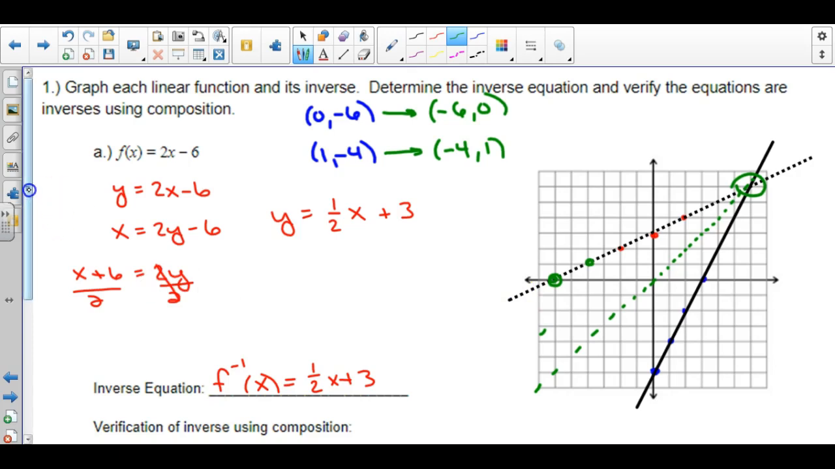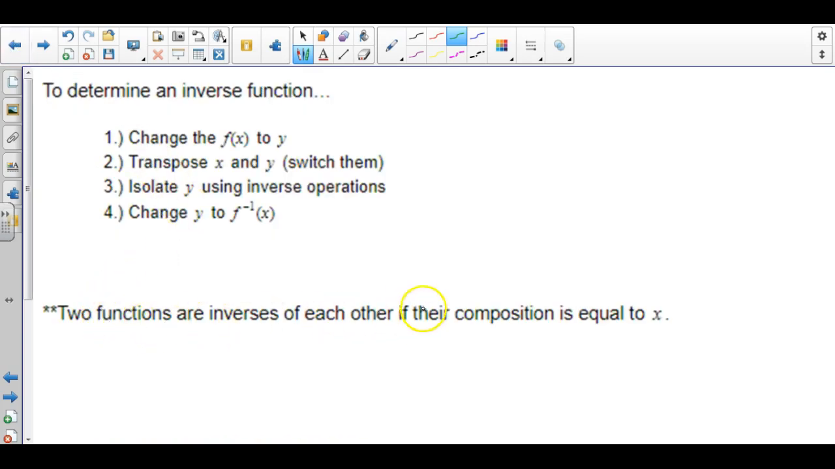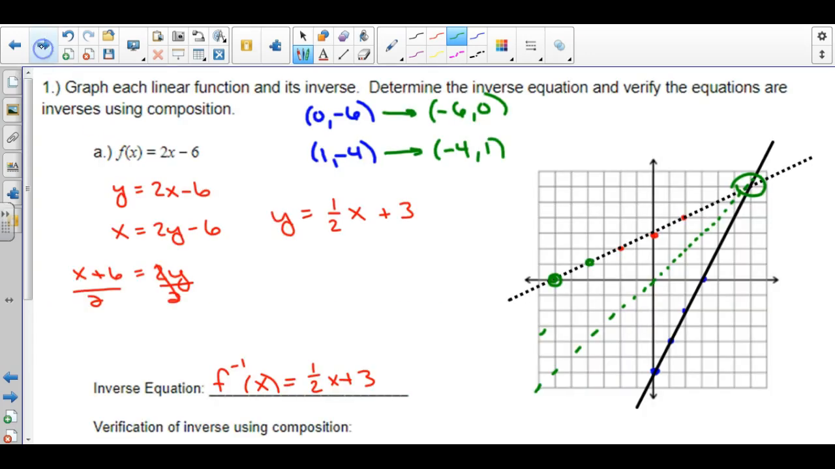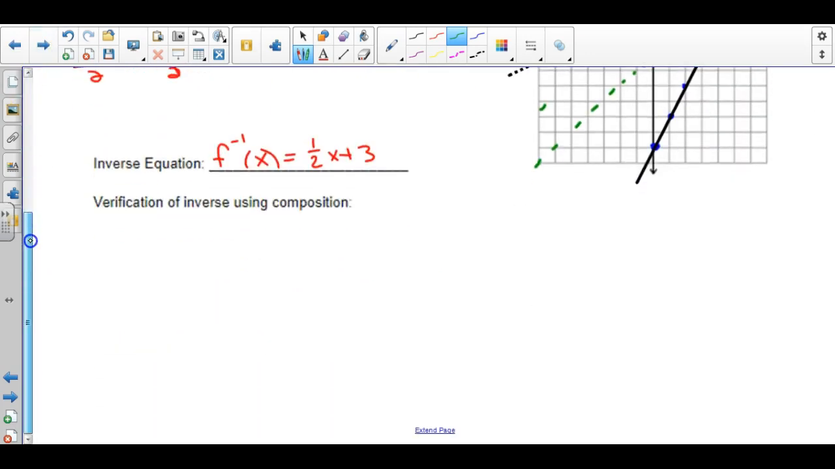So it brings me to the next point. I'm actually going to go back a slide for this. How to verify if 2 functions are inverses of each other is if their composition is x. So what that really means is I need f of f inverse of x to just equal x.